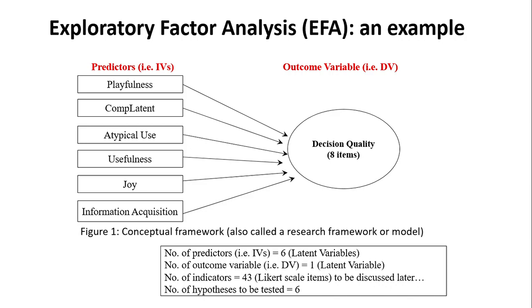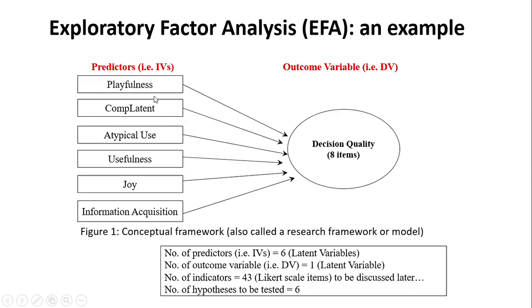For example, we have a conceptual framework, which is also known as a research framework or a research model, in which on the left hand side you can see 6 independent variables or predictors, whereas on the right hand side we have only one outcome variable or latent variable, and both of these sets of variables are connected with the help of arrowheads. It means we are going to test their hypothesis.